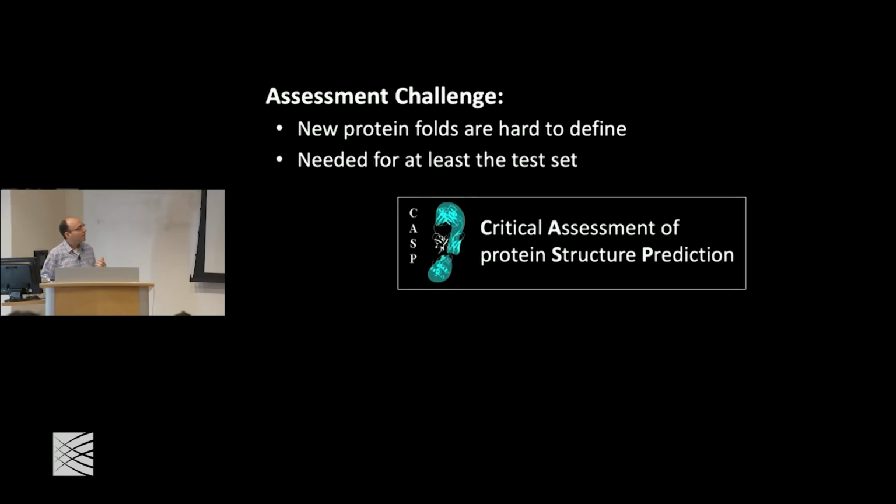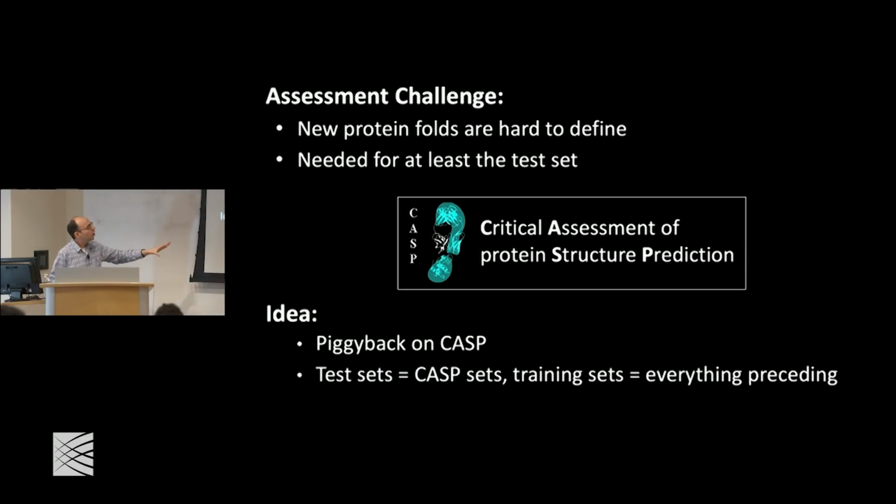to subject the model to a difficult challenge, right? So thankfully, there's this thing called CASP that happens every 2 years, where new protein structures that have been determined but that have not been publicly released in the PDB are given to predictors, the sequences of which are given to predictors to predict blindly. And then at the end of the year, the structures are compared and the winners are announced. So the basic idea was to piggyback on CASP, where the test sets are the CASP sets, and then the training sets correspond to everything that exists prior to a given CASP, all the sequences, all the structures that are available prior to a given CASP.